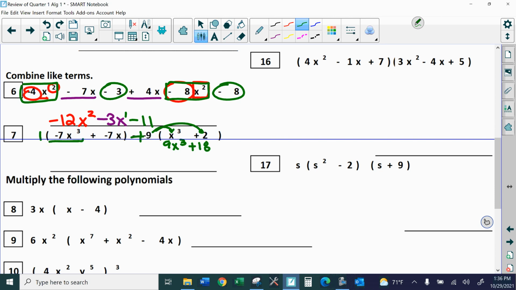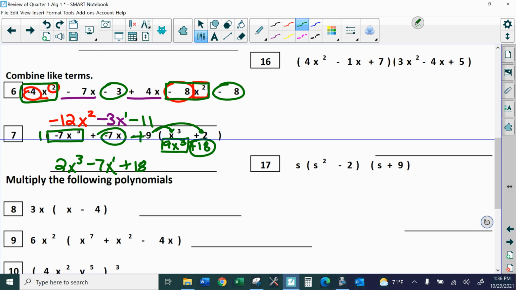Okay, notice my like terms, negative 7x cubed and 9x cubed. 9 minus 7 is 2x cubed. Then I have a negative 7x and no other x's, so just negative 7x. And lastly, I have a constant of plus 18. And there's my answer. Combine like terms. Remember, after the distributive property, you're looking to combine like terms and write it in highest degree down: 3, 1, 0. Constant's always degree 0.